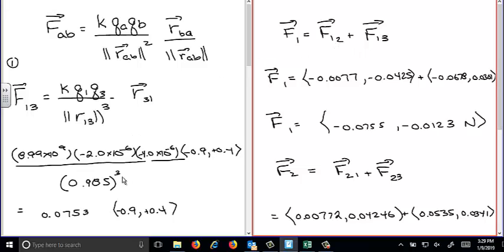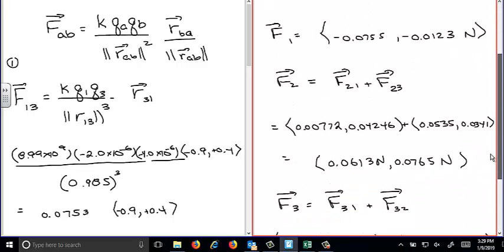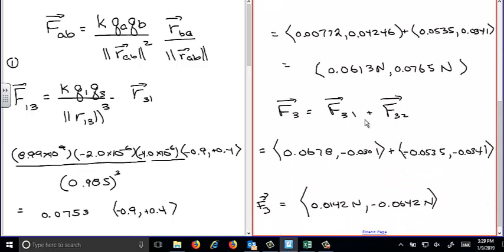So all I had to do was take the vectors that I calculated in the previous one and add them together. So this is F12, this is F13. You add the x components, you add the y components, you get to that. For force 2, force on charge 2 due to charge 1, force on charge 2 due to charge 3. Those are the vectors. Add the components together, and then do the same thing for the force on charge 3 due to charge 1 and the force on charge 3 due to charge 2. So you add those together and you get the final result.